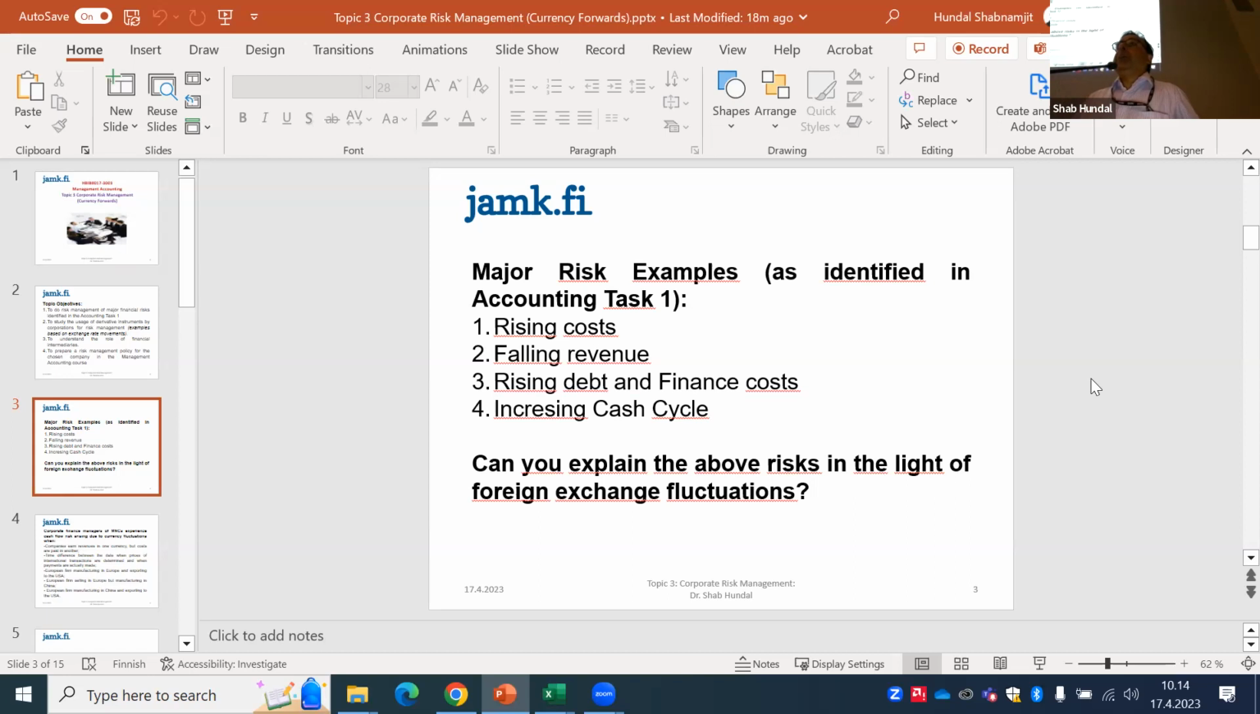Your job is not only to diagnose the problem, but also to find the solution, okay? So in this task, in this assignment, in this topic, we should try to find the solutions to the problem, okay?